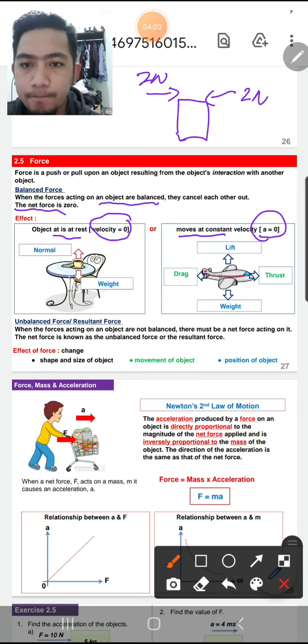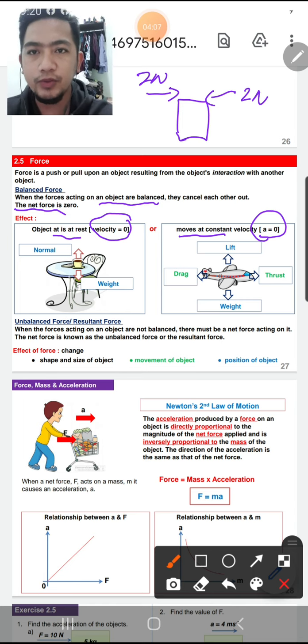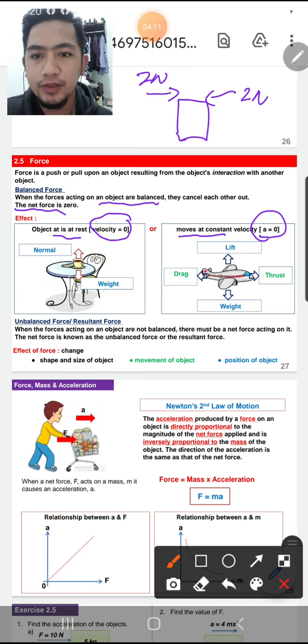Okay, and then the next one is unbalanced force. Okay, or we call it as resultant force. When the forces acting on an object are not balanced, okay, there must be a net force acting on it. The net force is known as the unbalanced force or the resultant force.